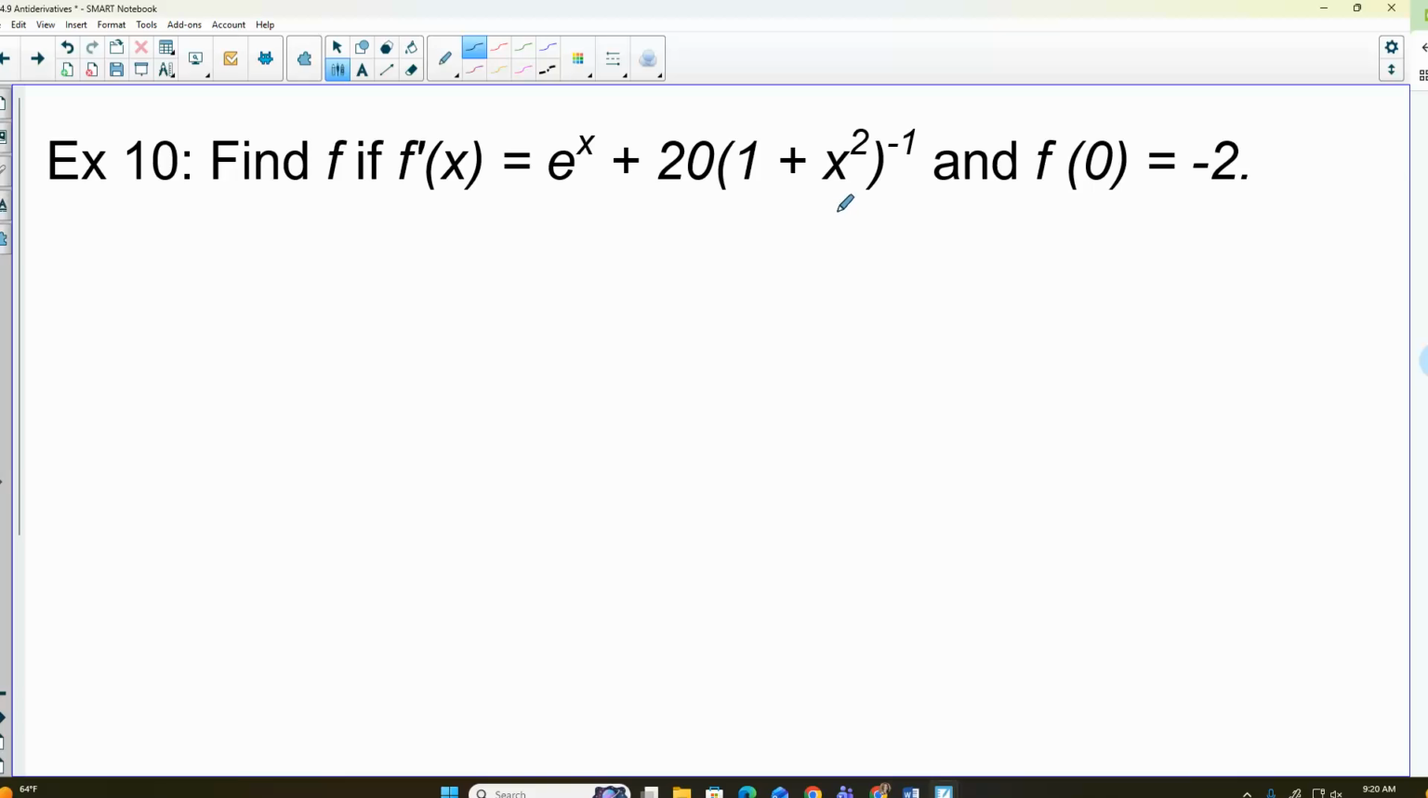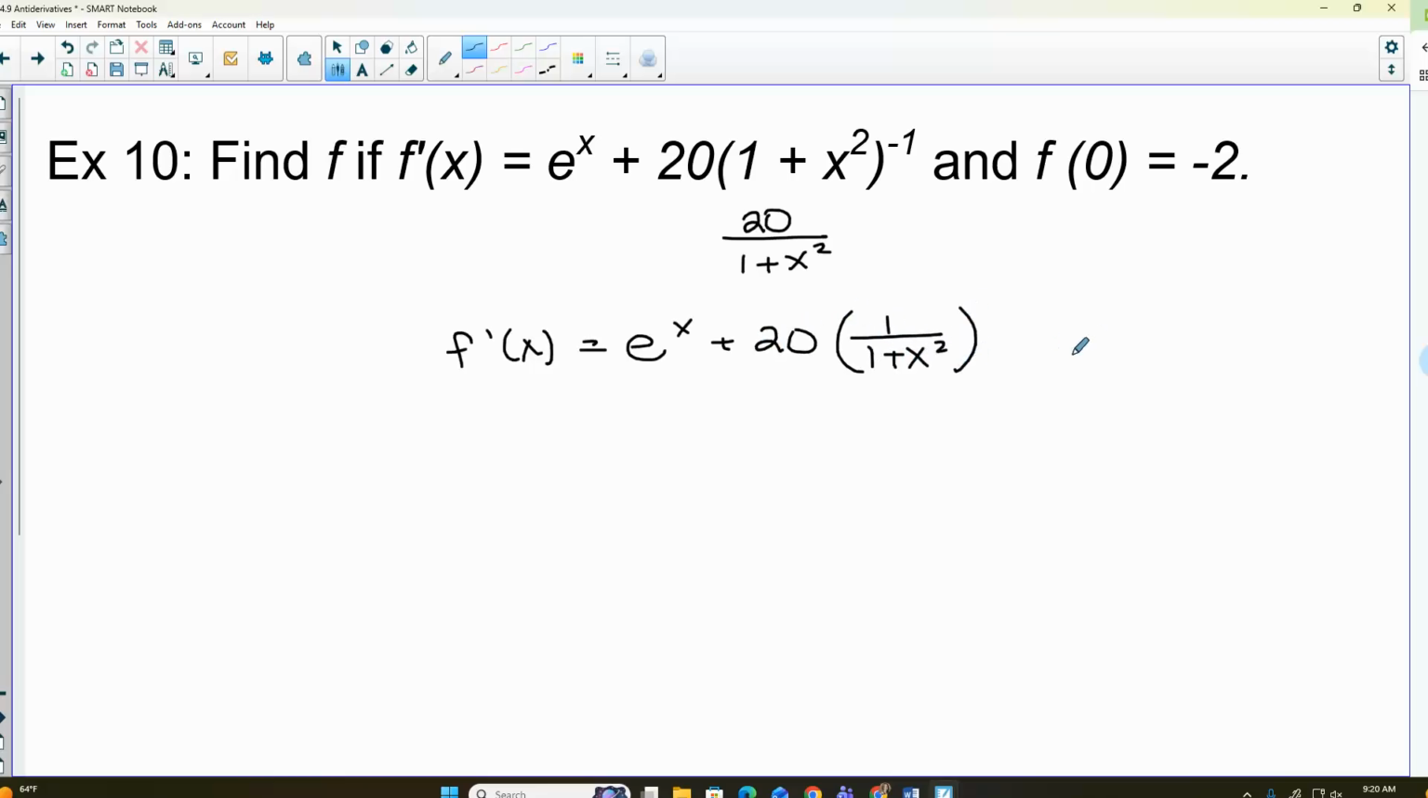All right. This one is not one that we can just work out using our power rules. Another way of writing it is e to the x plus 20, 1 over 1 plus x squared.